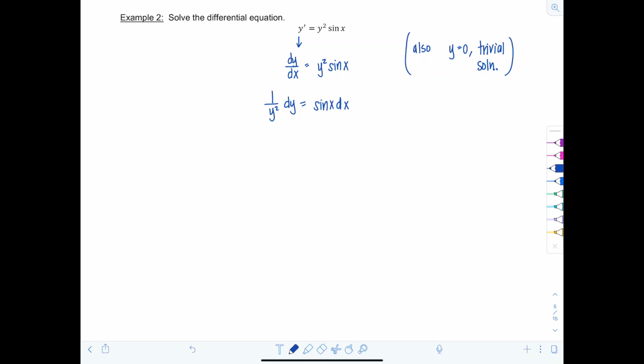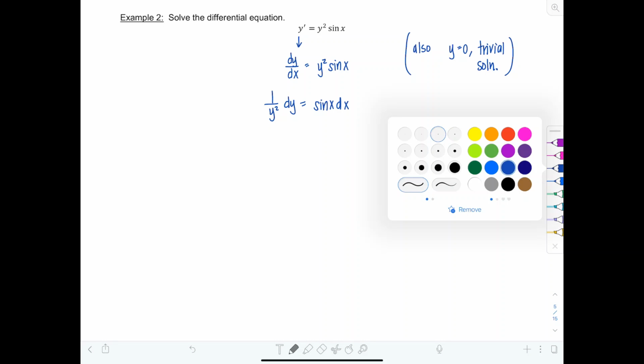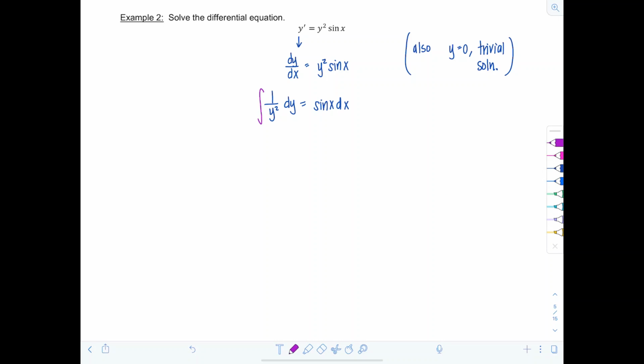No, no, no. Now we can go ahead and integrate both sides. So the antiderivative of 1 over y squared, remember, that's y squared in the denominator, meaning y to the negative second. If I add 1 and divide by the new exponent, now it's negative 1 over y. And then the antiderivative of positive sine x is negative cosine x. And then we have that plus c.